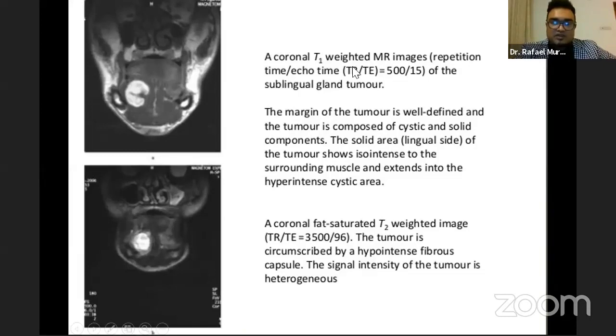And these are coronal T1-weighted MR images of a sublingual gland tumor. This is a very well-defined mass, which is hyperintense on the T1-weighted image, which is a very characteristic finding. The margin of the tumor is well-defined. The tumor is composed of cystic and solid components. And in the coronal fat-saturated T2-weighted image, the tumor is circumscribed with hypointense fibrous tissue and capsule. The signal intensity of the tumor is heterogeneous.